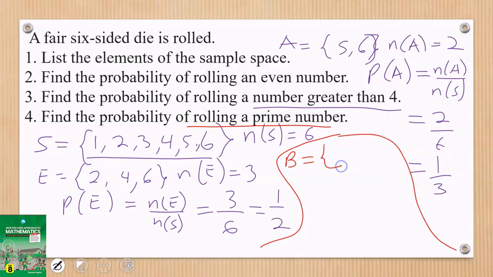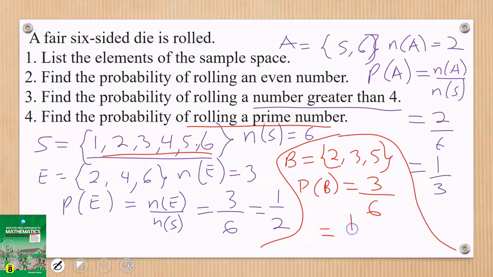The prime numbers out of this set would be 2, 3, and 5. These are the numbers that are prime among the sample space. Note that 1 is not a prime number, okay? Because 1 has only one factor. So again, the probability of getting a prime number is going to be the number of prime numbers, which are 3, all over the sample space, and that is going to give us 1 over 2 as well. So that becomes the answer for that.